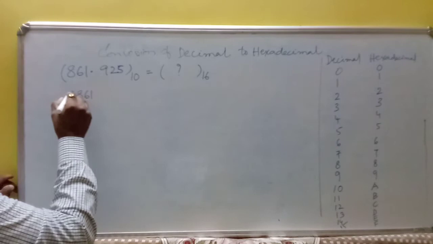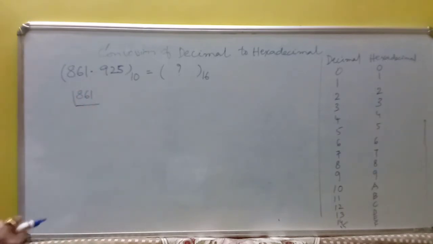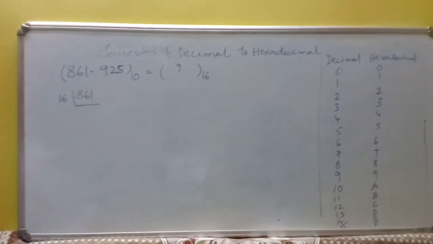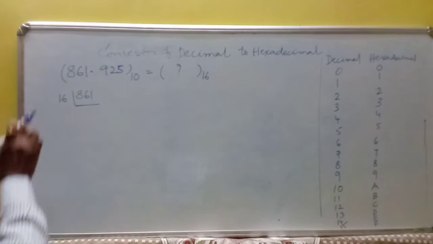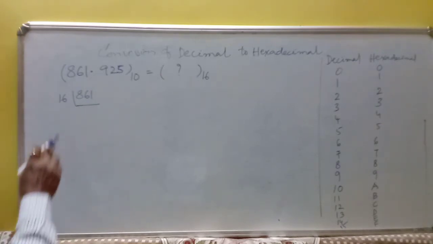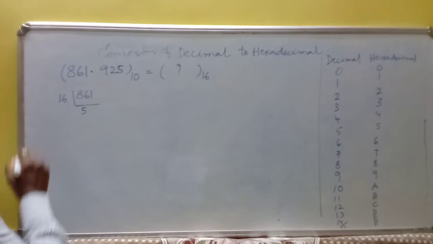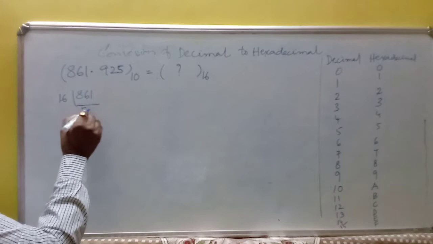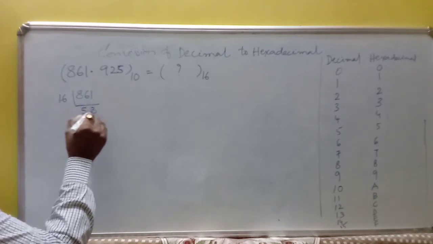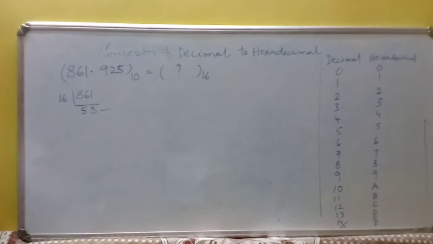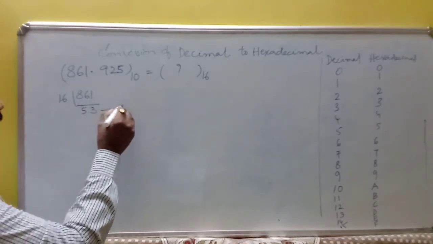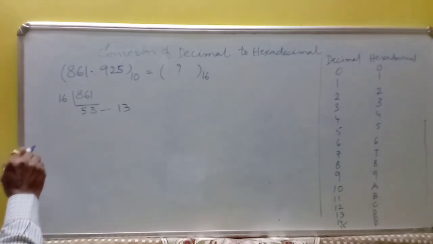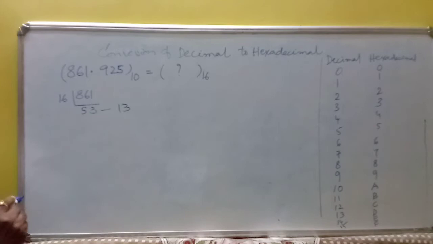So divide the given integer number by 16. Now what happens? 5 16s are 80, 6, 61. 3 16s are 48. Now what is the remainder? 13 is the remainder. 53 16s and 13 is the remainder.